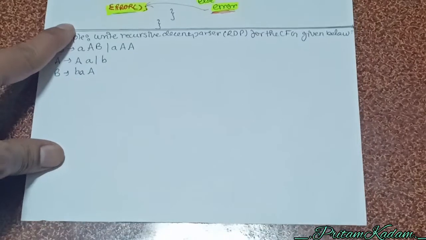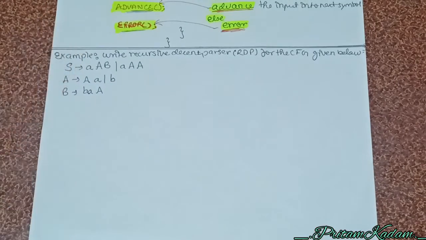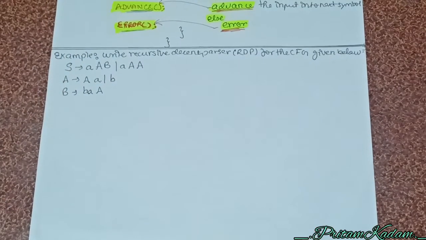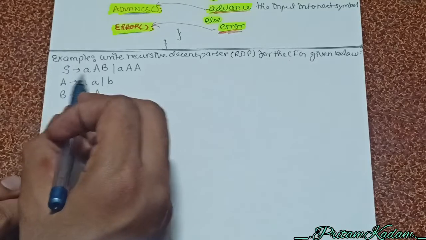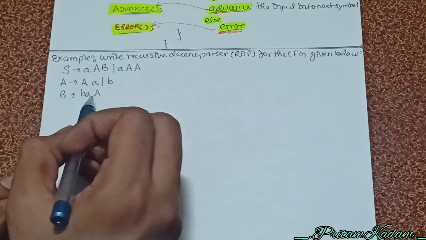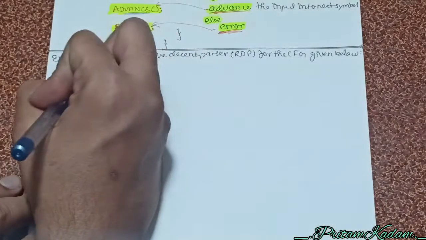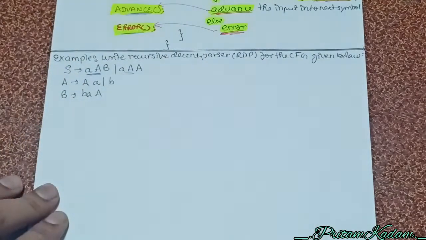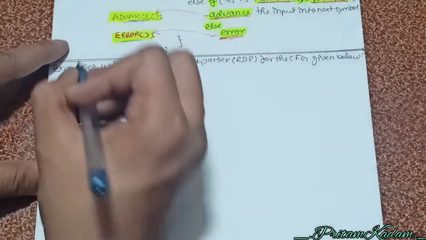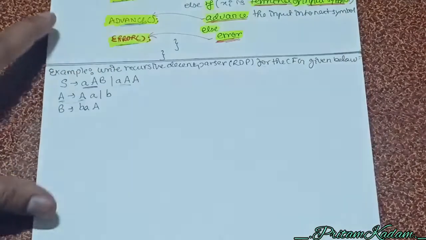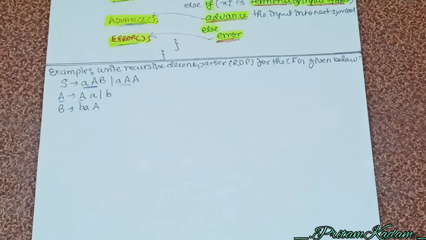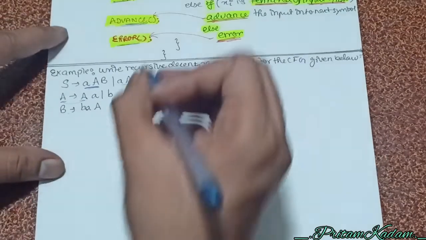So we have the question over here: write a recursive descent parser, that is RDP, for the CFG given below. We will find the RDP for this CFG. We have this production, but we can see there is left factoring over here, and in A's production there is a left recursion, because A gives small a. So first of all let us remove this. Let us start the solution.